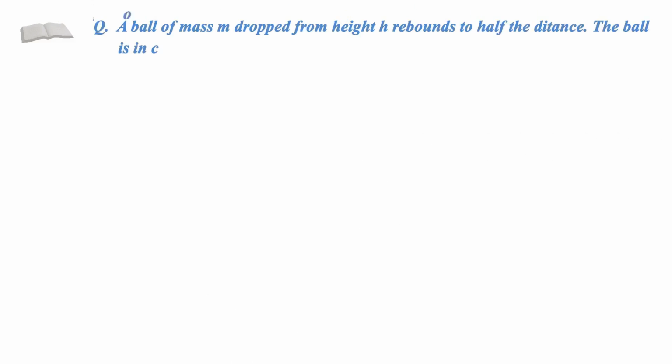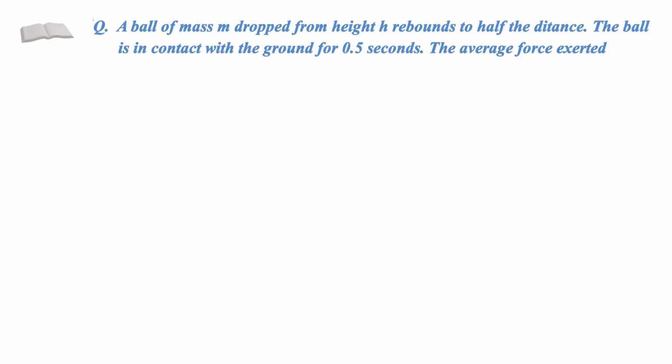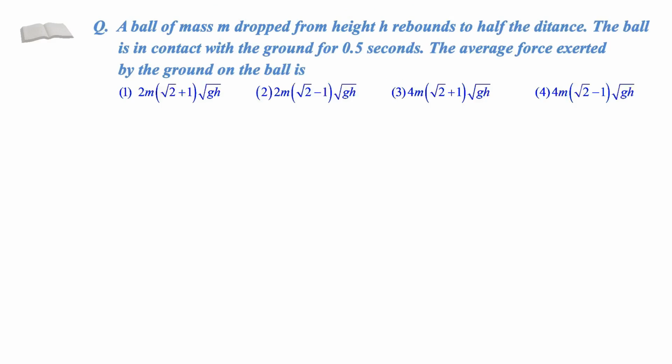A ball of mass m dropped from a height h rebounds to half the distance. The ball is in contact with the ground for 0.5 seconds. The average force exerted by the ground on the ball is.